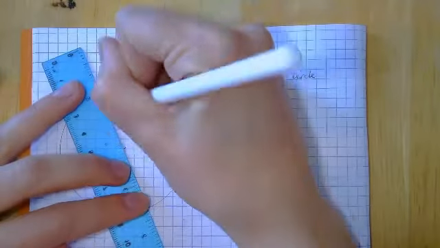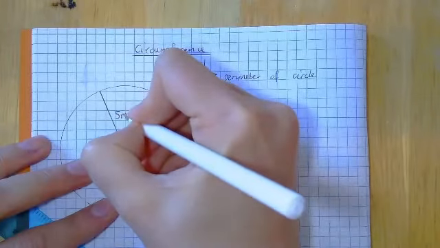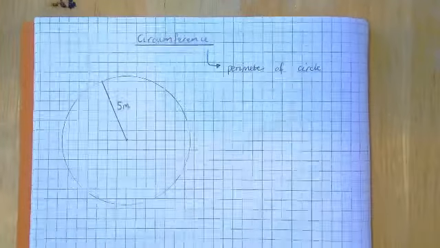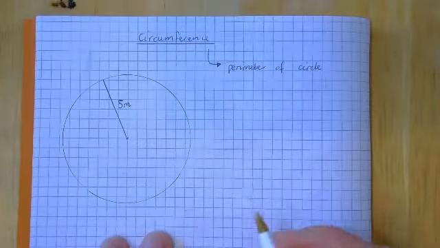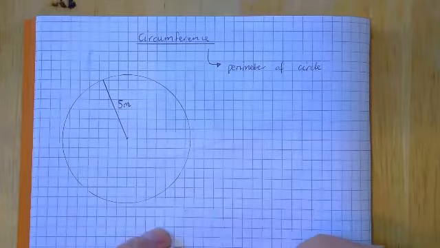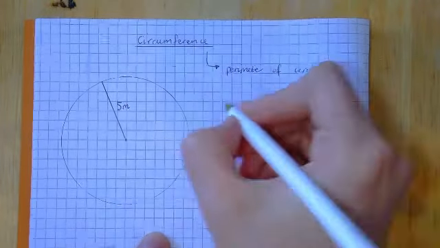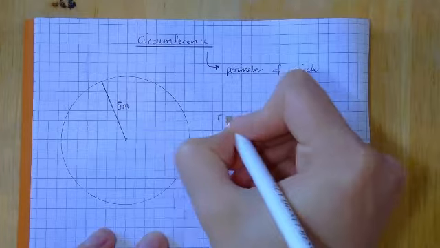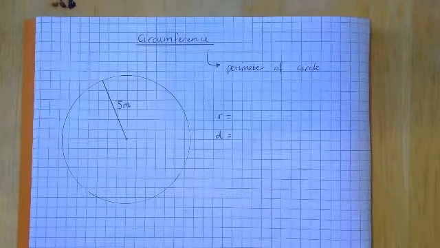So, let's mark on, let's say that our radius is 5 metres. So draw me a circle. I'm going to pause, grab a mug or something. Draw me a circle and let's label the radius is 5 metres. What I want you to do, next to every circle that you deal with, I want you to write R equals, D equals.